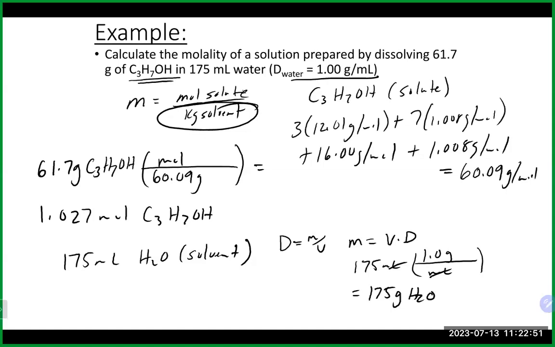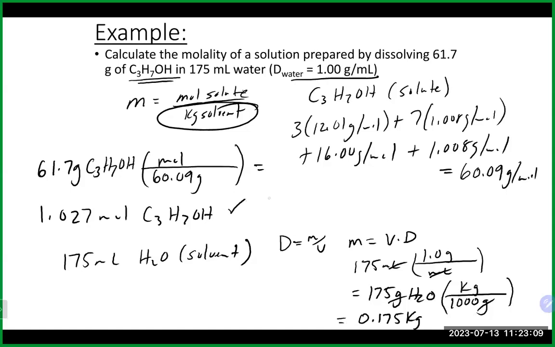We do not need grams here for molality. We need kilograms. So we have to do one more conversion. There are 1,000 grams in a kilogram, so those will cancel. That gives us 0.175 kilograms of our solvent.